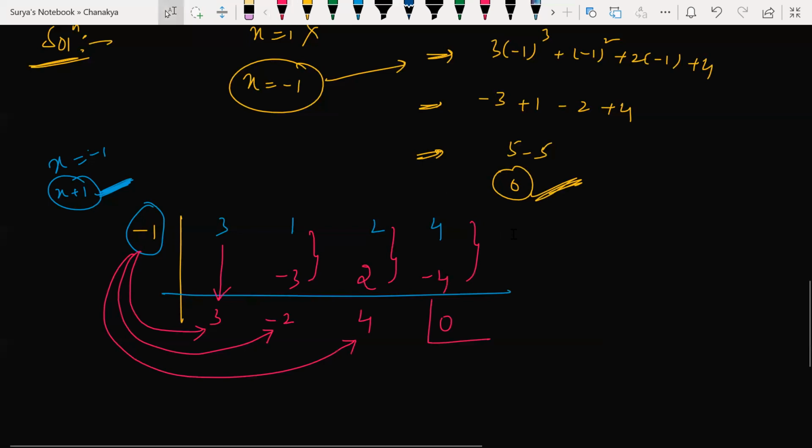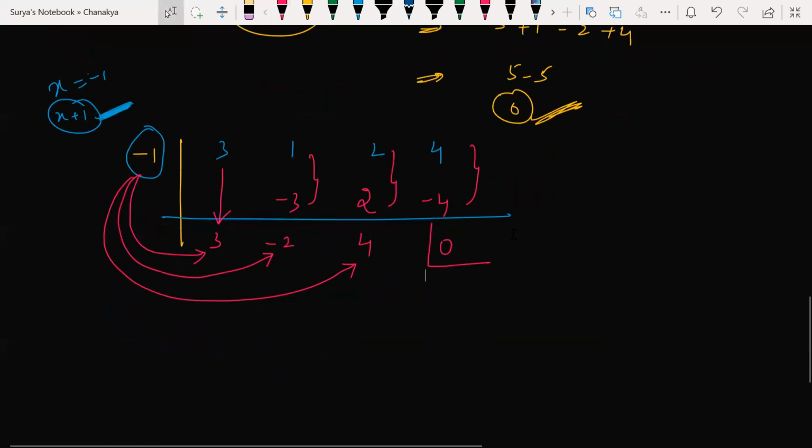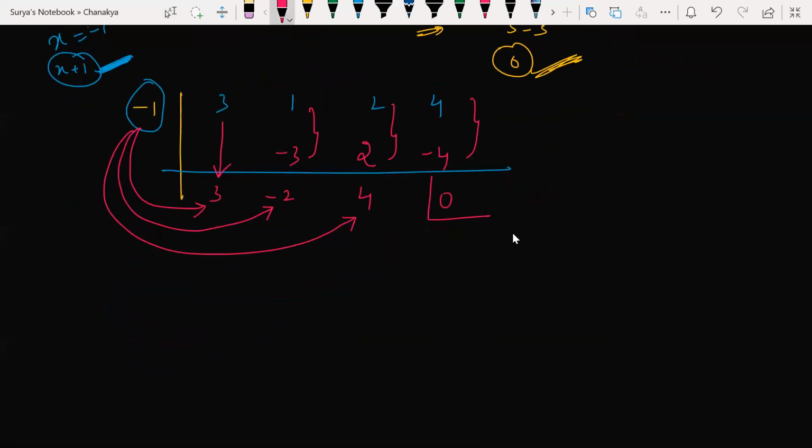Can you do the division method like the same? Will do. Wait. Let us learn one by one perfectly. Let us do it like that also, no problem. So the last number I got is 0. Now I got one root here. Now by using these three numbers, I will write the quadratic: 3x square minus 2x plus 4.